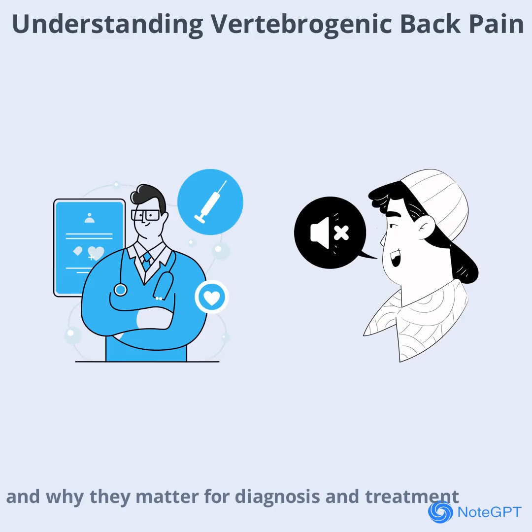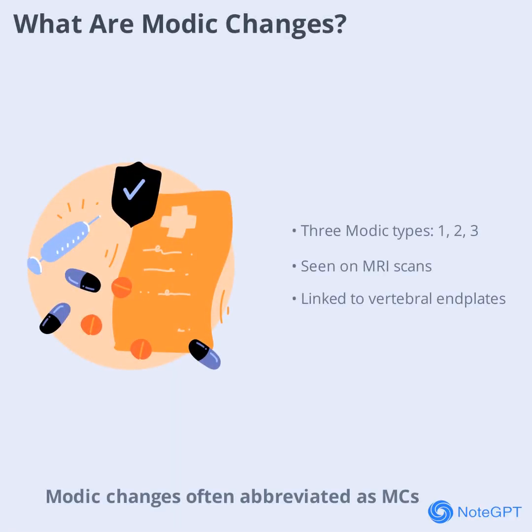Modic changes, often abbreviated as MCs, are specific alterations seen in the vertebral bone marrow and in plates on MRI scans. They are classified into three types based on their appearance. Type 1 indicates inflammation and edema, Type 2 shows fatty replacement of bone marrow, and Type 3 reflects sclerosis or hardening of the bone.